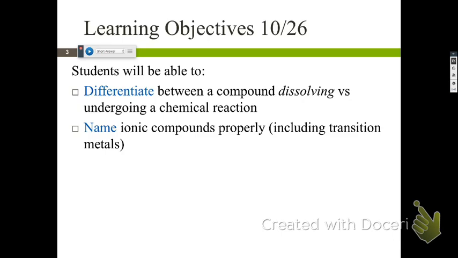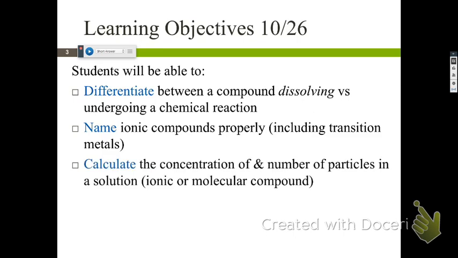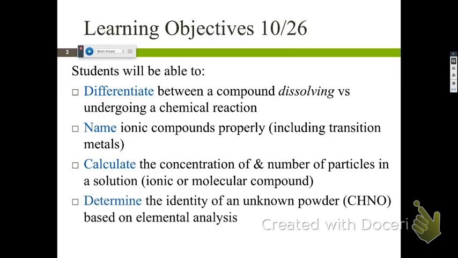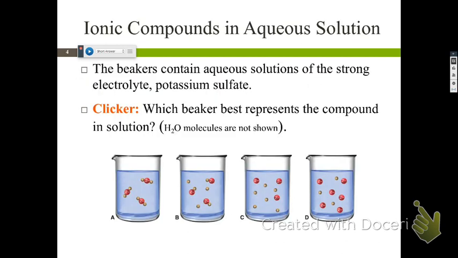We're going to talk a little bit about naming of ionic compounds. You have done a lot of this in lab, so we're not spending much time on it, but I just want to pull out 1 or 2 points. Then we're talking about the concentration of ions and the number of particles in solution. And lastly, we're going to do a combustion analysis. So we're going to have to roll pretty quick to get to the combustion analysis.